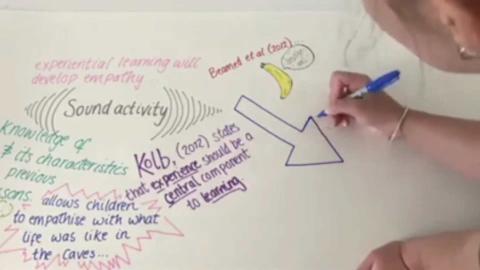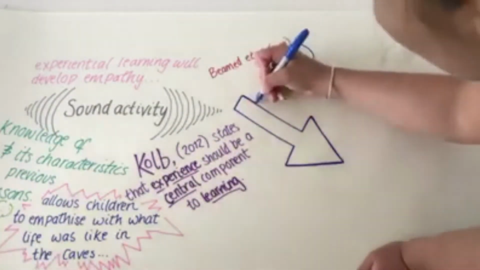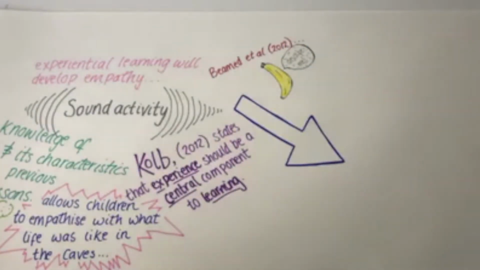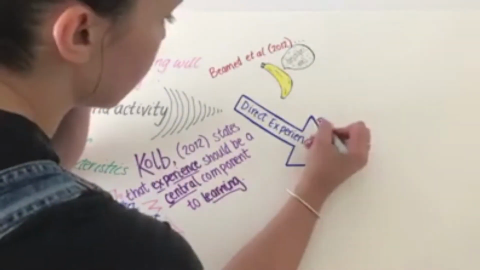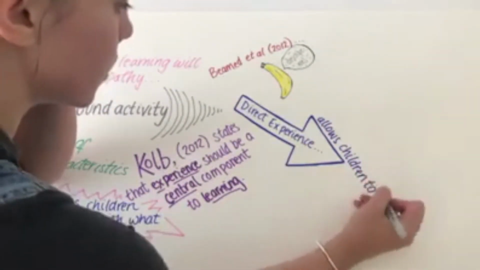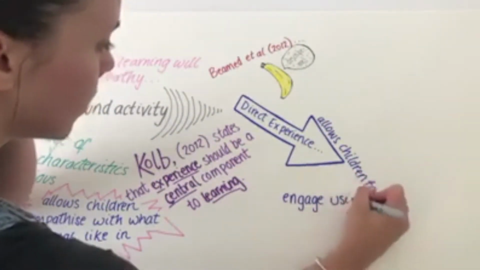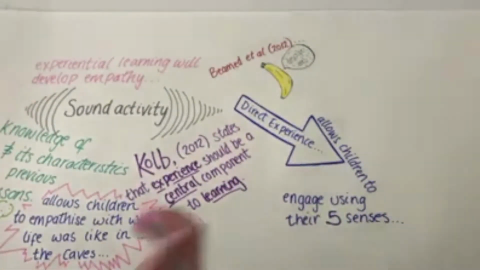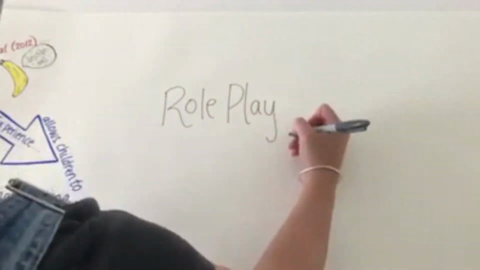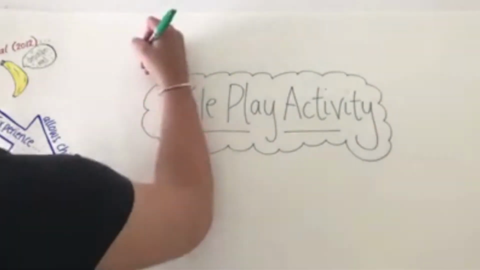Direct experience allows children to engage using their 5 senses as well as emotionally, physically and spiritually involving themselves within the learning. Authentic learning experiences provide effective experiential learning. This is because the learning takes place in the real context of what is being learned. We agreed with the guide to stop in a large area of the cave.